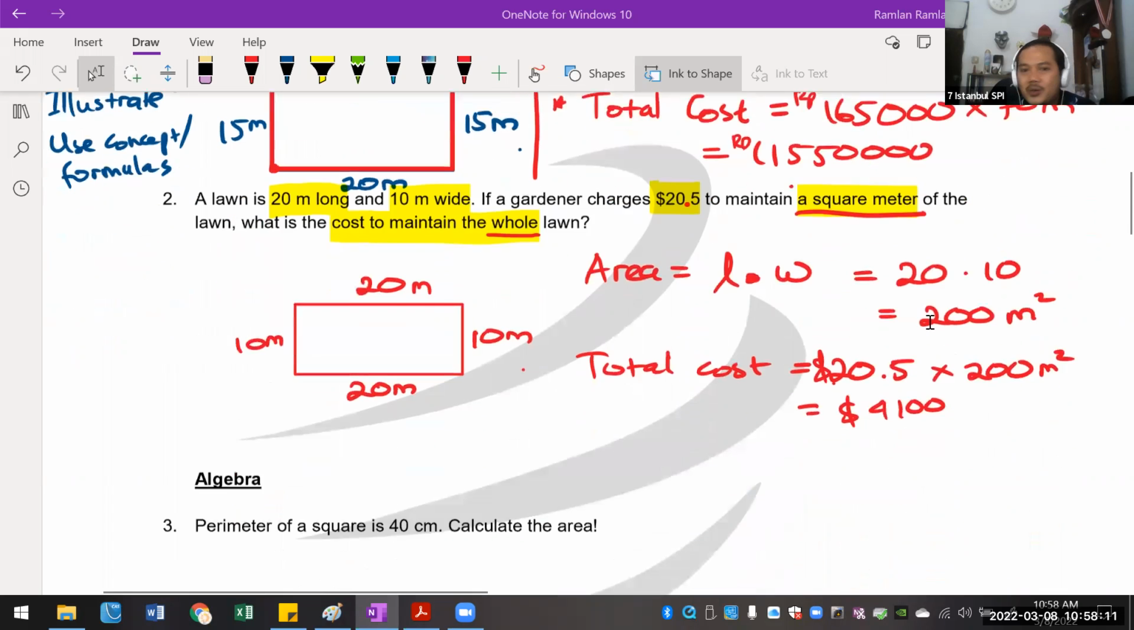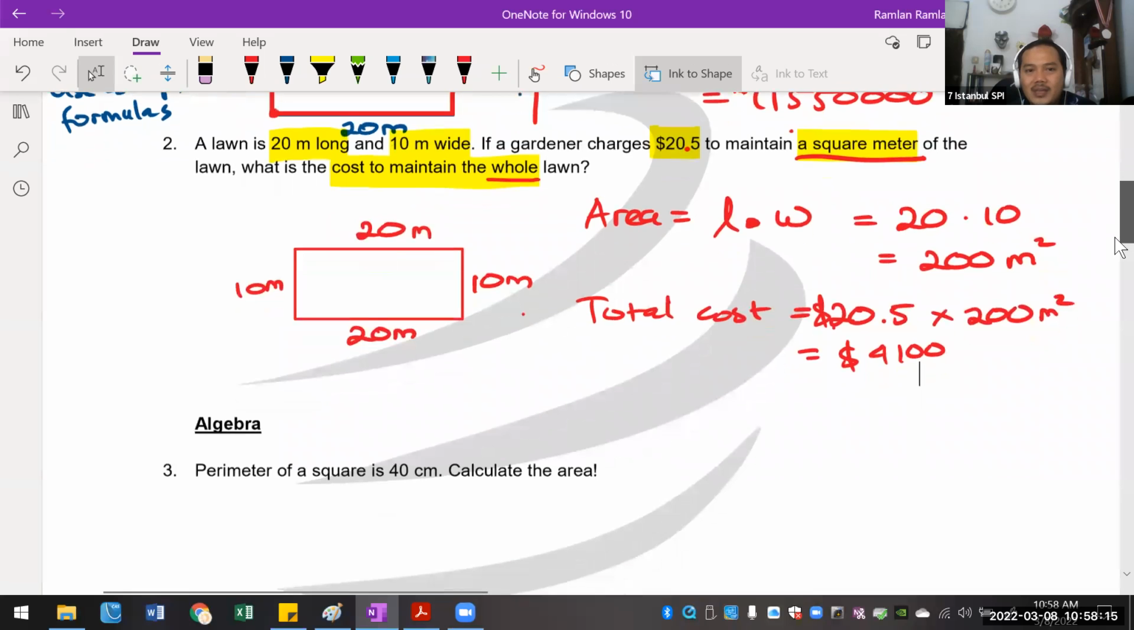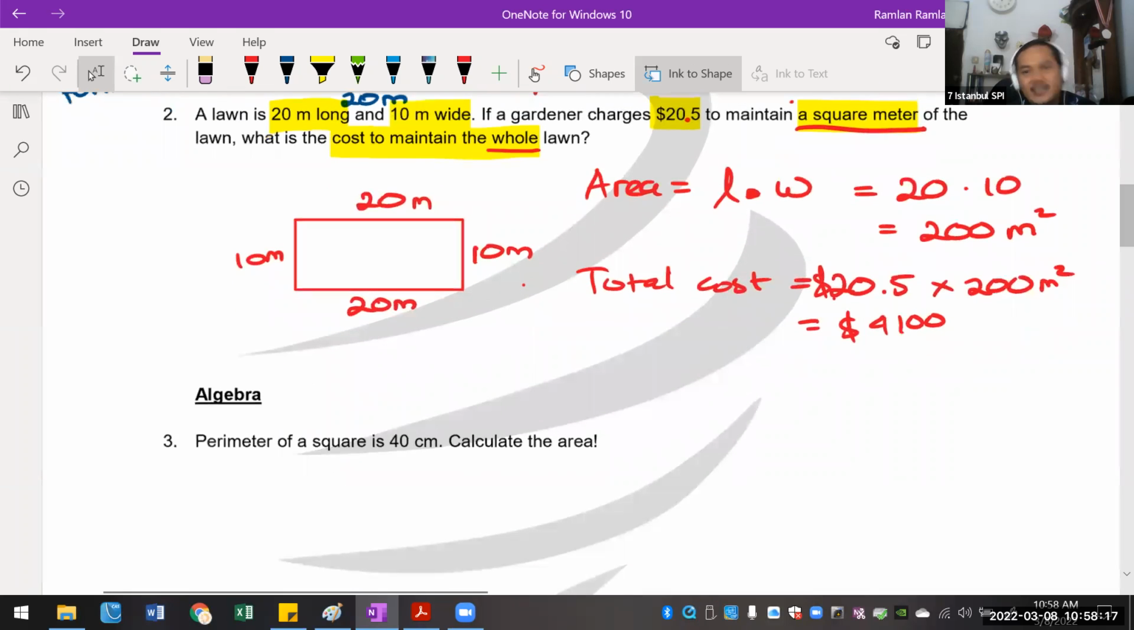Here we go. Number 3 has a very short text, like 2 sentences. The first sentence is the information, the second sentence is the question. So this is involving algebra now. We know that the perimeter of a square is 40 centimeters. The question is to calculate the area.